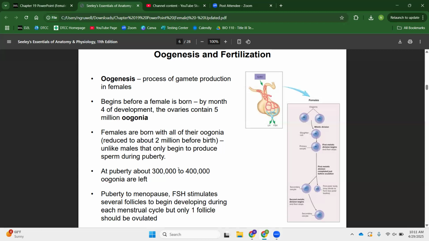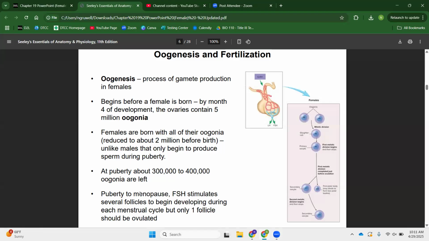So much different than the male system, where we said if all the hormones are staying at the right levels and we have the nutrients necessary, we can continue to produce sperm throughout the lifespan. For females, we just said they're born with all their oogonia they'll ever have, and that number will continue to decrease across the lifespan.